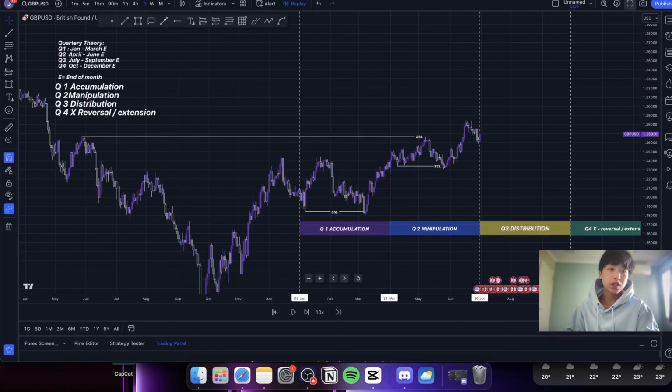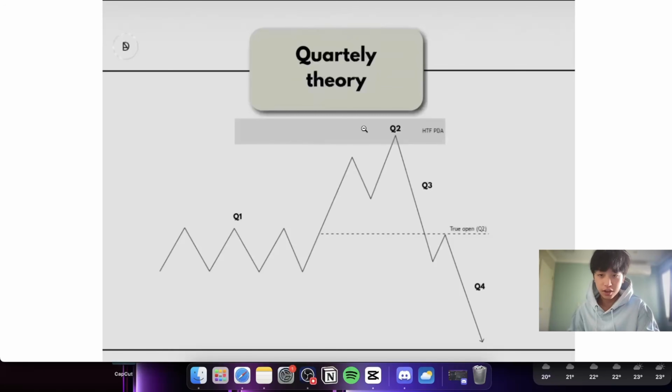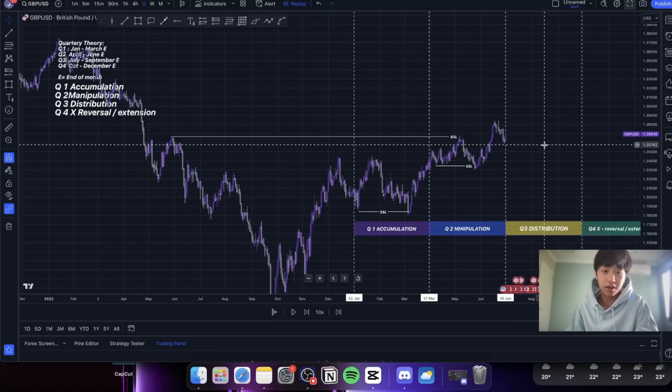But as you see in this example, quarter one accumulates, quarter two goes up, but if you zoom in, it clearly says quarter two will go into a high time frame PD array. Now I actually don't know when this was made. I just saw it on TikTok. Who knows if they actually predicted the future or not, or it was made after this came out.